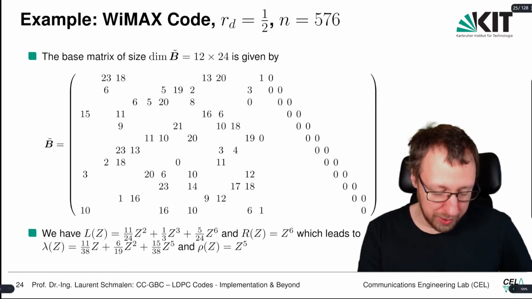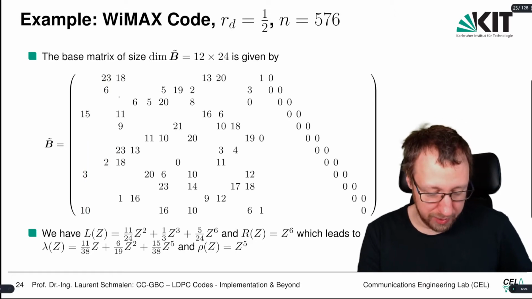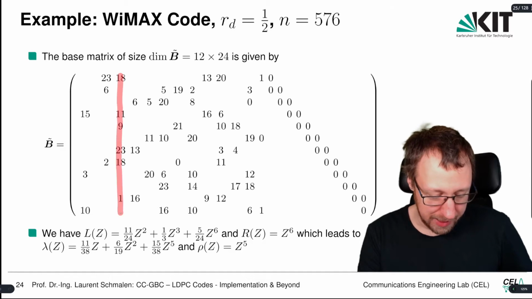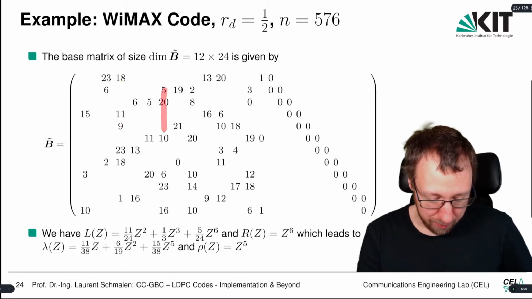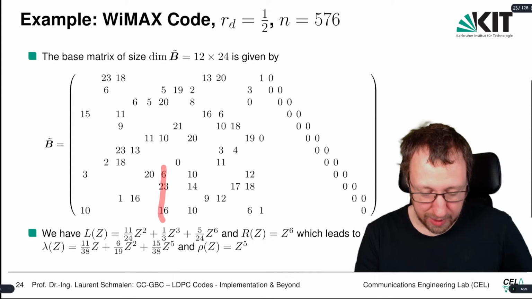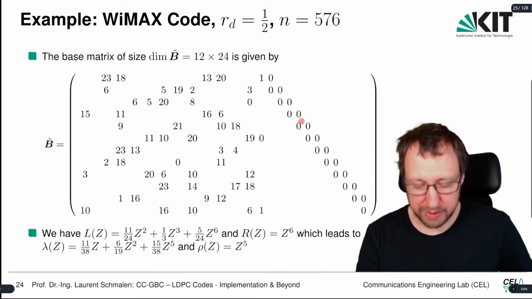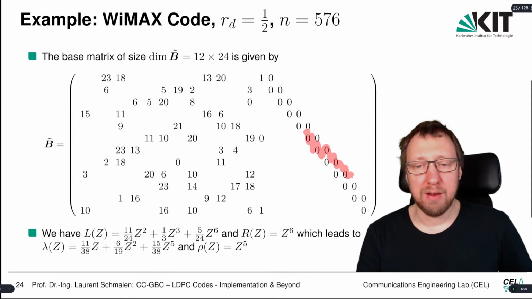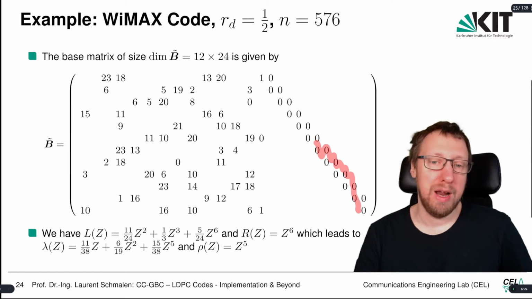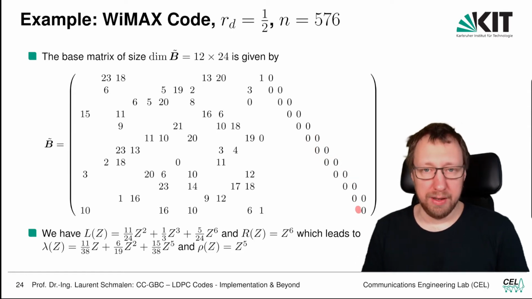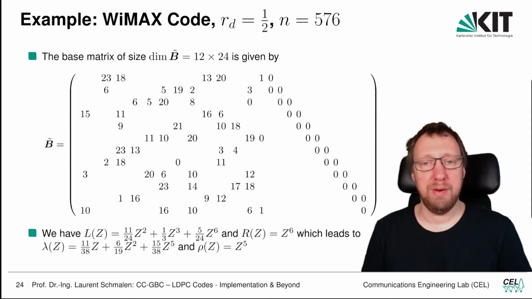We can see the first column has 3 entries. Then we have a column with 6 entries. We have another column with 6 entries. And we have some columns with 2 entries. And here we have a very particular structure. And this structure will help us with encoding. So you can see this is very helpful for encoding. We're going to see this later.